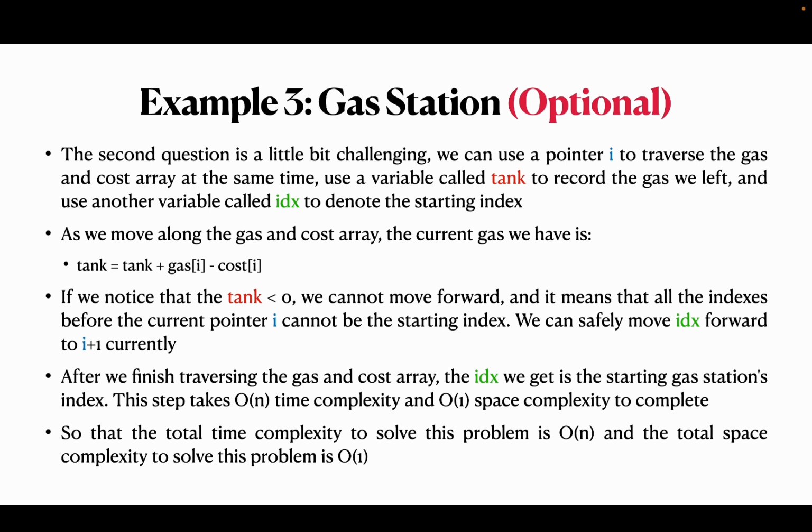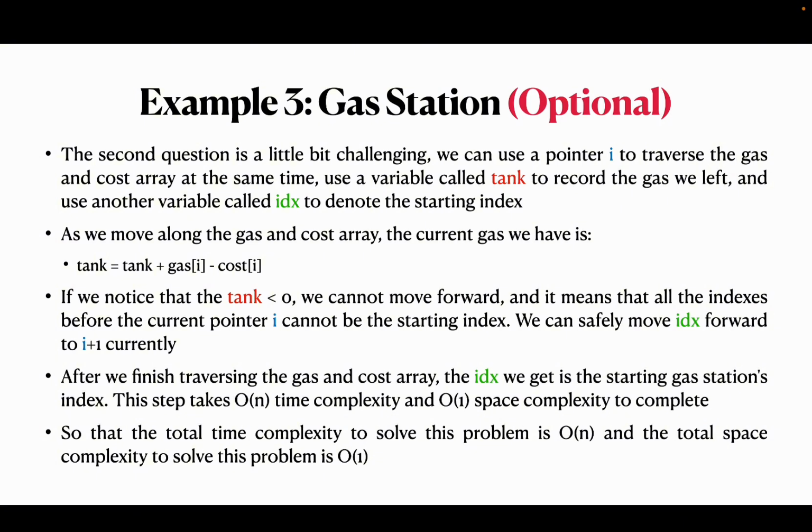The second question is a little bit more challenging, or trickier. To solve it, we can use a pointer i to traverse the gas and cost arrays at the same time. Use a variable called tank to record the gas we have left, and another variable called index to denote the starting index. As we move along, the current gas we have will be tank equal to tank plus gas[i] minus cost[i].